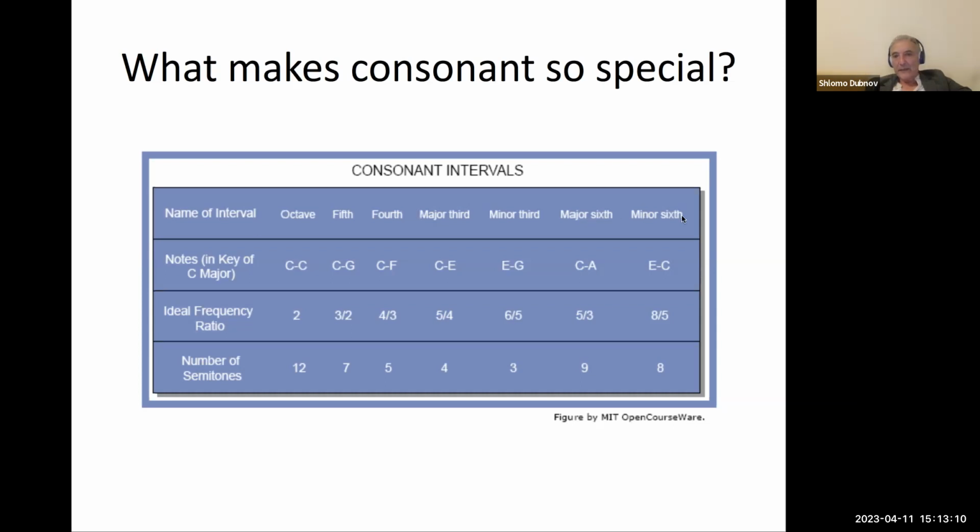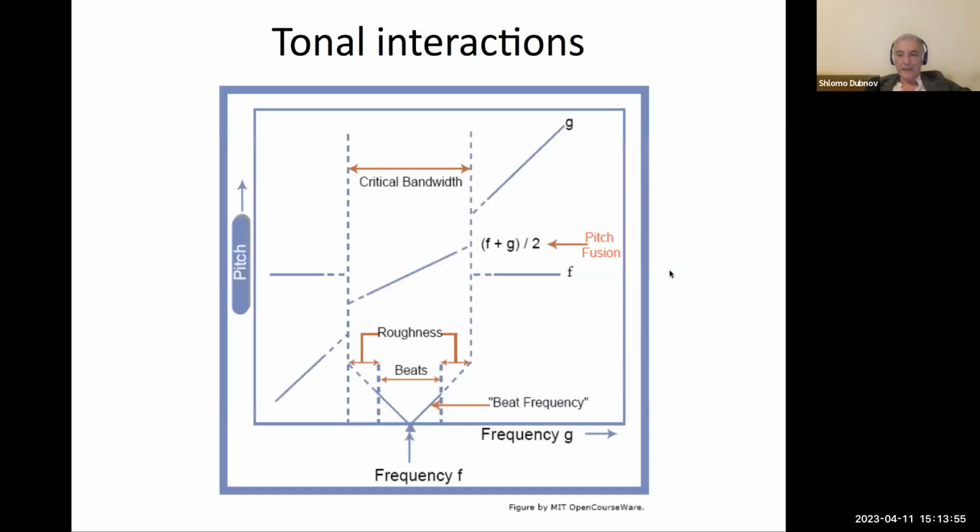So the names of the intervals we mentioned: an octave will be 12 tones apart, or 8 white keys. A fifth will be 5 white keys or 7 steps. So if this is C, C to C is an octave. C to G is a fifth. Going from G to C above it becomes a fourth, or C to F is a fourth. C to E is a major third. C to E flat, or if you go from E to G, is a minor third. C to A is a sixth, and E to C is a minor sixth.